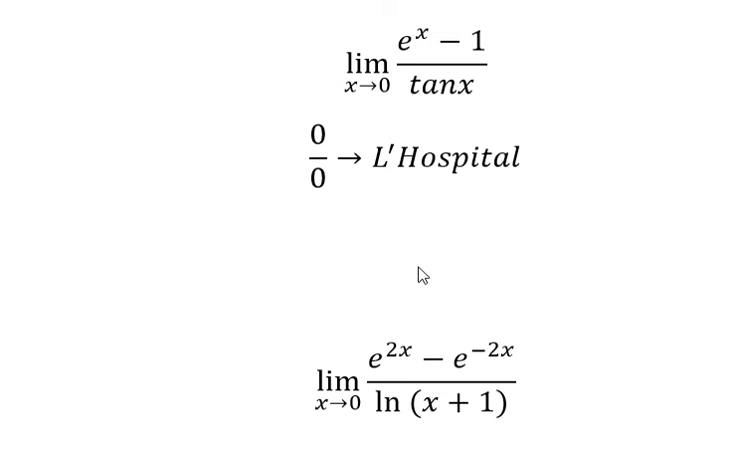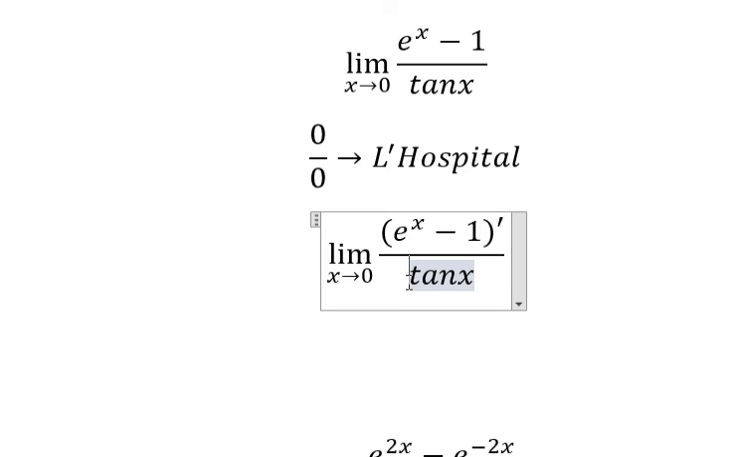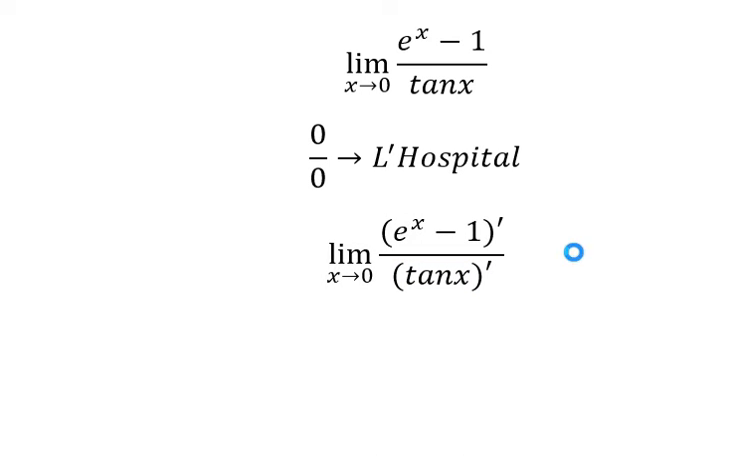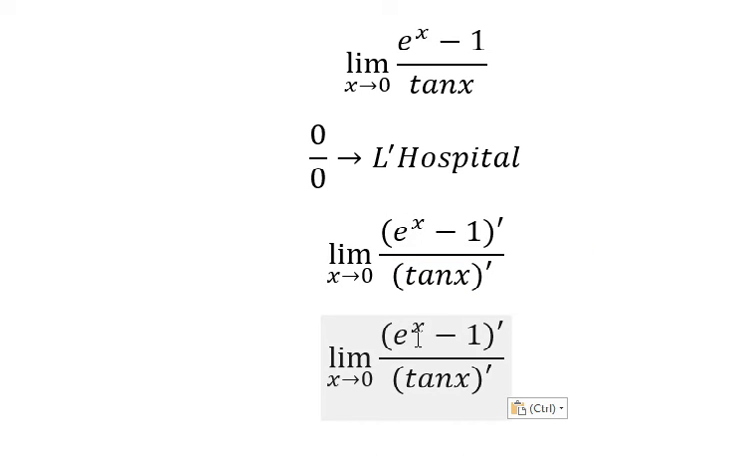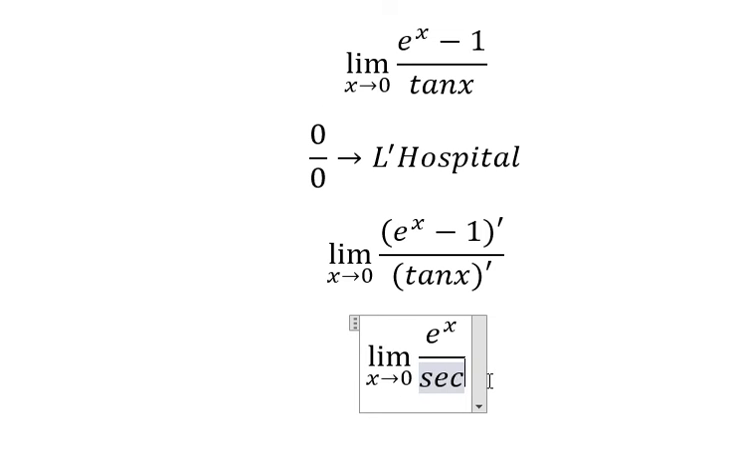That means we need to do first the derivative on the numerator and denominator. First the derivative of e to the power of s, you get e to the power of s. Number 1, this is a constant, you get 0, so we have e to the power of s. First the derivative of tan s, you get secant of s squared.